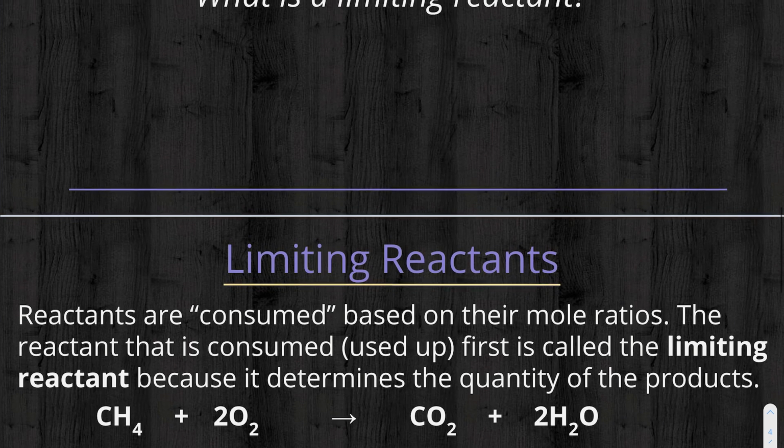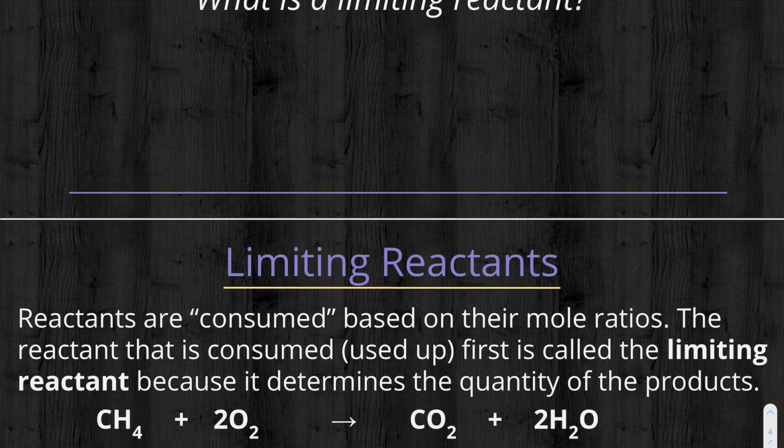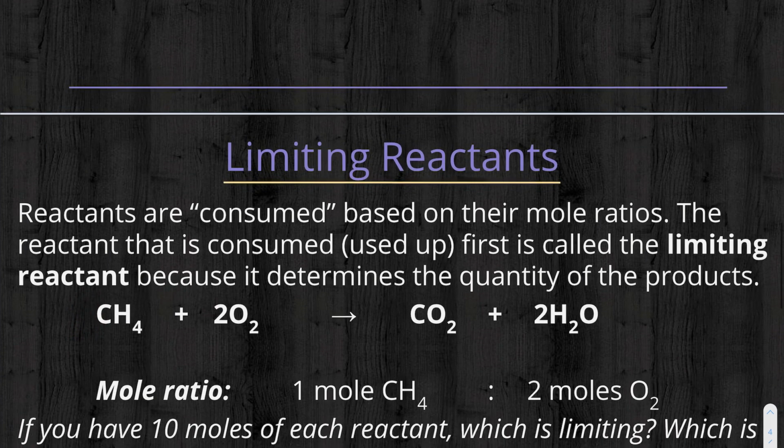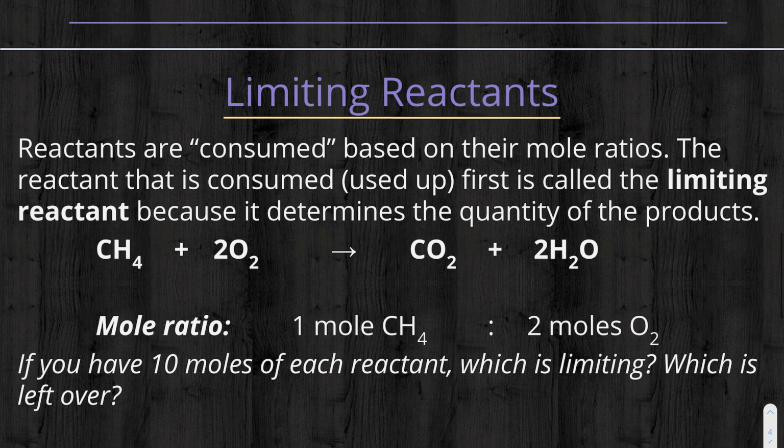So in this equation here, what kind of equation is it? A combustion reaction. Just remembering that because we make the carbon dioxide and the water. But the mole ratio between the reactants is 1 mole of the methane to 2 moles of the oxygen. And again, I can see that with the coefficients, there's a 2 here and an invisible 1 there. So if I have 10 moles of each one, which is limiting? And which one will be left over? Pause and think about that for a moment.